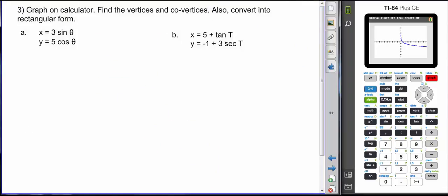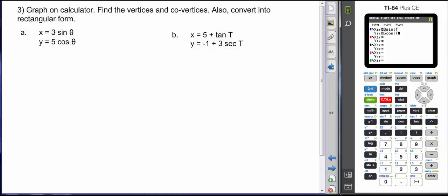When I read the instructions here, the first thing that sticks out to me is, whoa, what's this? Vertices and co-vertices? What shapes could we be dealing with to have vertices and co-vertices? That's interesting. So here we go. Let's go ahead and graph this and see what it looks like. 3 times the sine of theta. And now remember, since we're in parametric mode, it's actually going to say sine of t. That's okay. It's just the variable, whatever variable it is is fine as long as it's consistent. So 5 cosine of t.